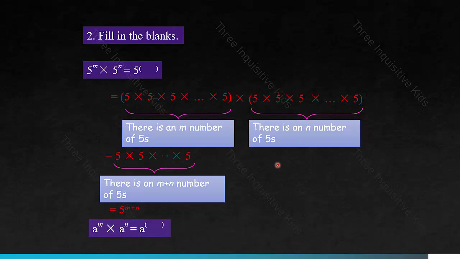And then try this problem by yourself. A to the m power times a to the n power equals a to the what power? So same thing, it's just that the 5 is being replaced by a, which is another variable. And this is actually the product of powers property, and yeah, it's just this simple.